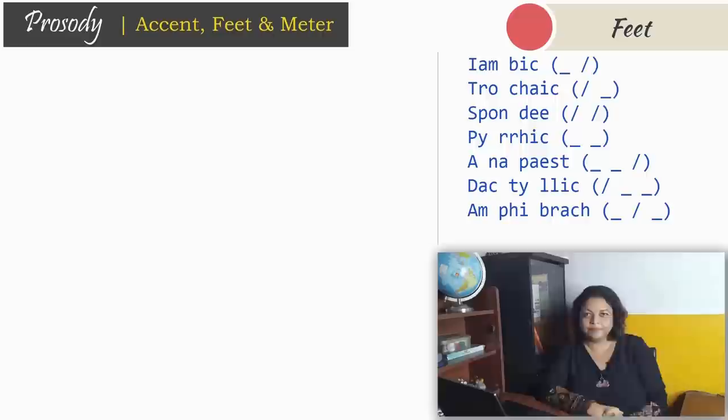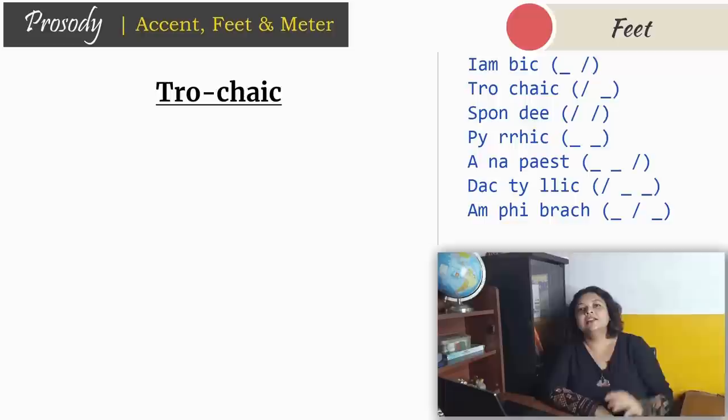Coming to the next one is trochaic. Again, if you look at the word trochaic and you break it up into 2 syllables, you get the first syllable accented and the second syllable is unaccented. Just like that, here you have any line where the foot has the first syllable accented and the second one unaccented. Let me show you an example.